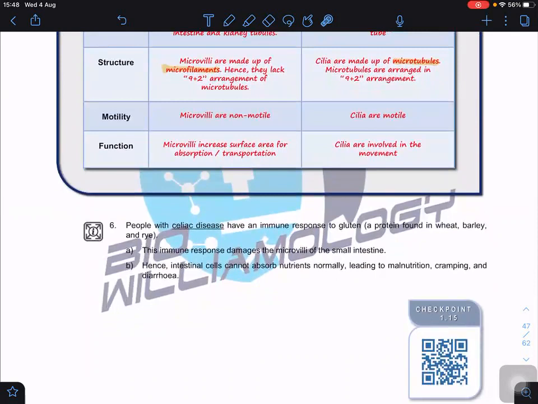The differences. So people with celiac disease, a special type of disease, have an immune response to gluten. Nowadays people actually go for gluten-free food. Why? Because gluten may act as an allergic trigger. So the immune response actually targets these glutens and damages the microvilli. When it damages the microvilli, it means that the intestinal cells cannot absorb nutrients normally, leading to malnutrition, cramping, and even diarrhea.